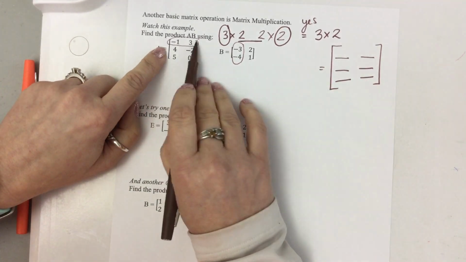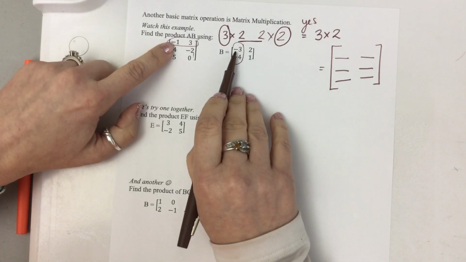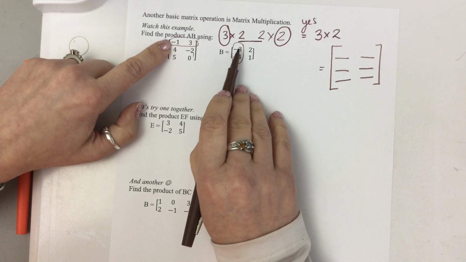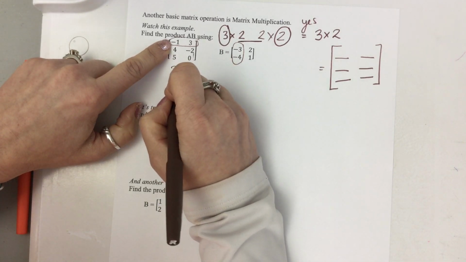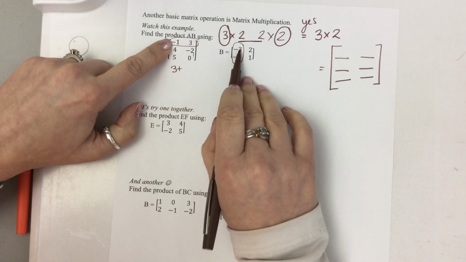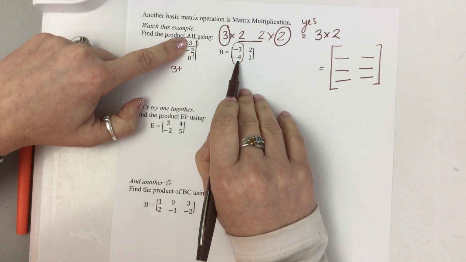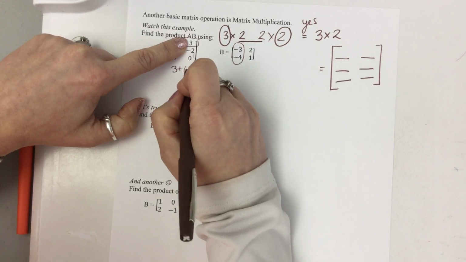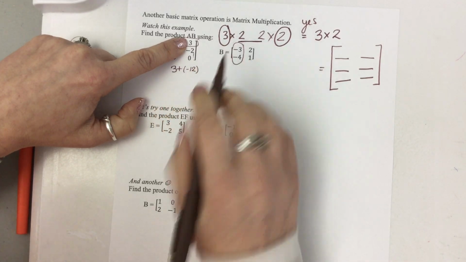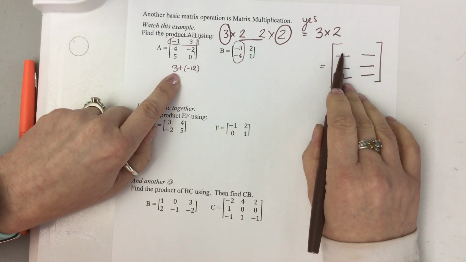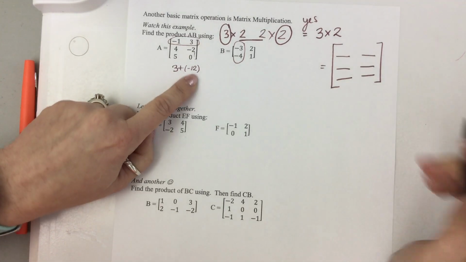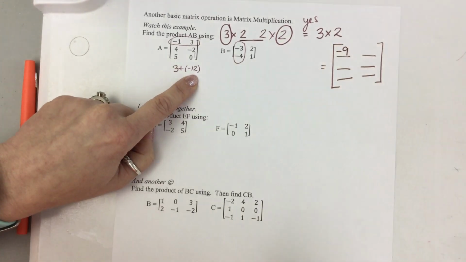I have to multiply row 1 by column 1. So you multiply the numbers. -1 times -3 is a +3. Plus, I shift over and I shift down. 3 times -4 is a -12. When I add those together, that's my row 1, column 1. +3 plus a -12 is -9.